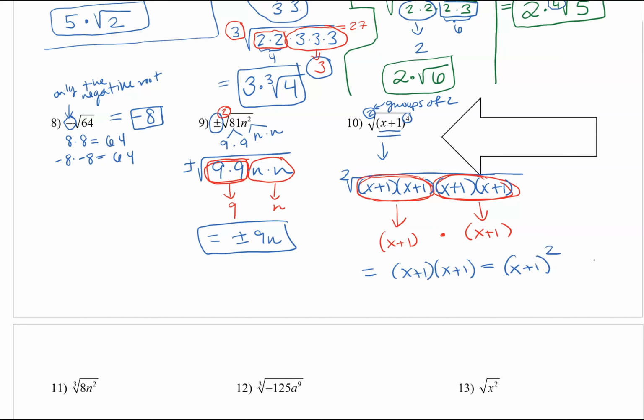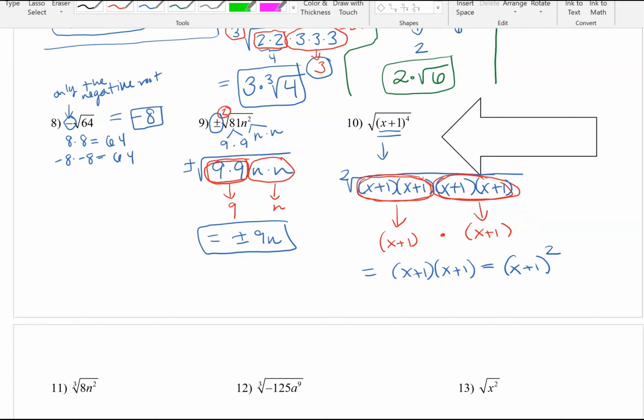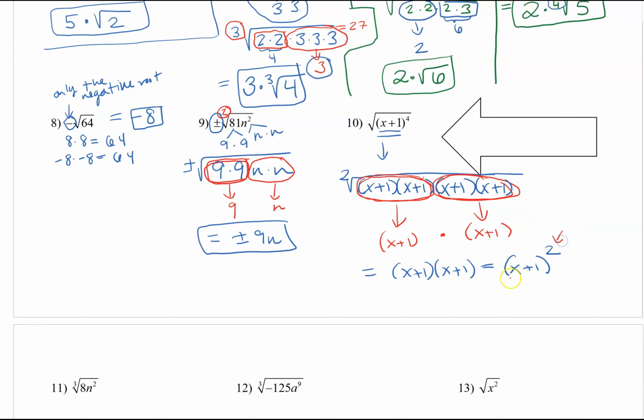So I want you to notice something here, that the final exponent that I ended up with, the base x plus 1 squared, was a result of taking the power of x plus 1 that was originally under the radical sign and dividing it by the index. Because the power is telling you how many factors there are, right? It's the number of factors of x plus 1. It's saying you have 4 of them, right? 1, 2, 3, 4. And then this index is telling you how many should be in each group.